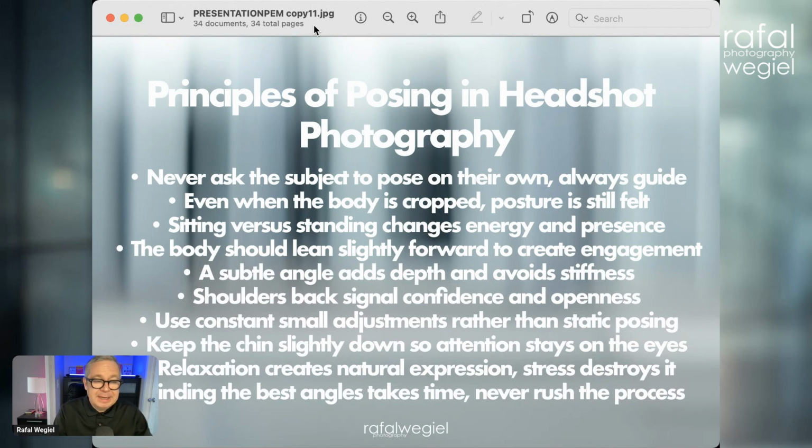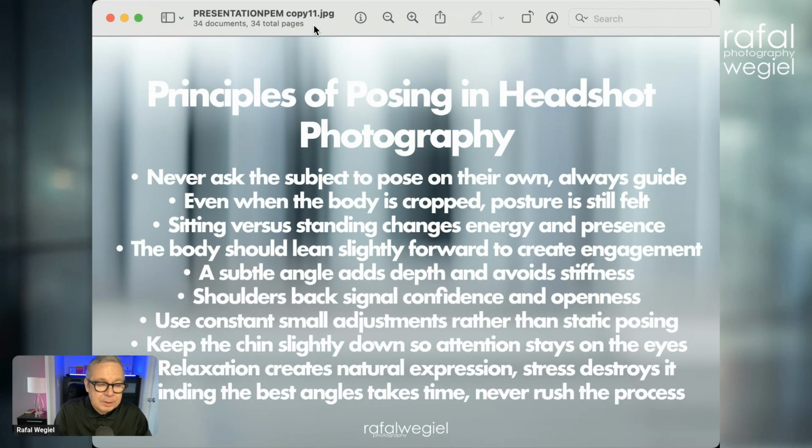So this is just the basic stuff. You've seen how this whole thing looks, but let's talk a little bit about some other details when it comes to the posing itself. One thing I've heard from so many clients is that a lot of headshot photographers just let them stand in front of the camera, and they're on their own. They have to figure out what to do, and stuff like that.